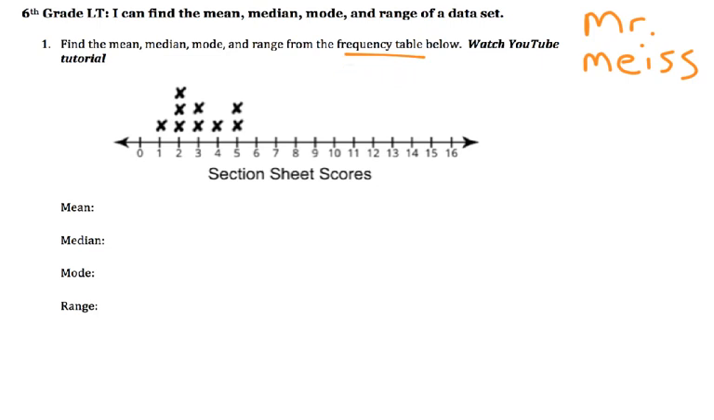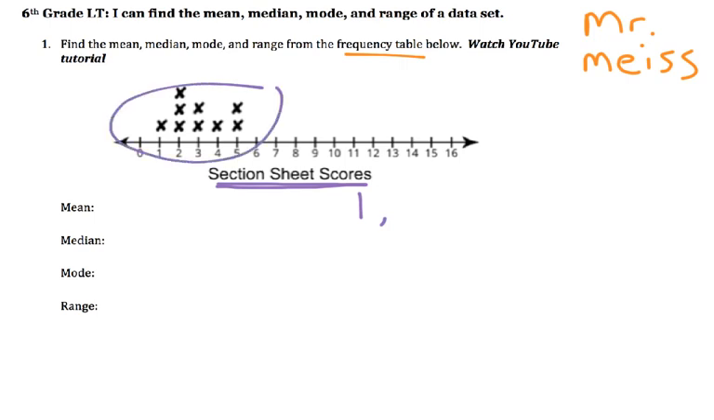In a frequency table, each x, or each point, represents a different number in the data set. So since there's one x over the number 1, that's telling us that 1 is one of the values. It helps to think about what these values are. So this is supposed to be a frequency table that's keeping data on different section sheet scores. So I'm just going to take them off of here and make a list.